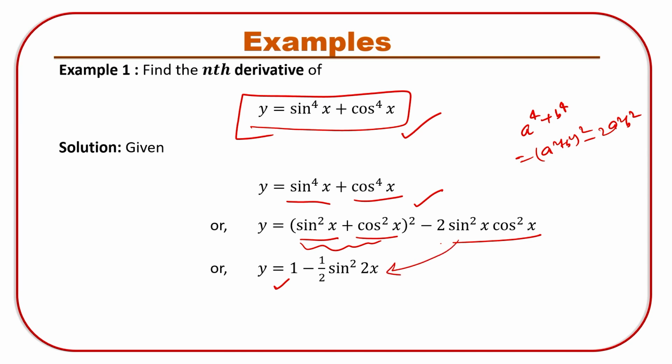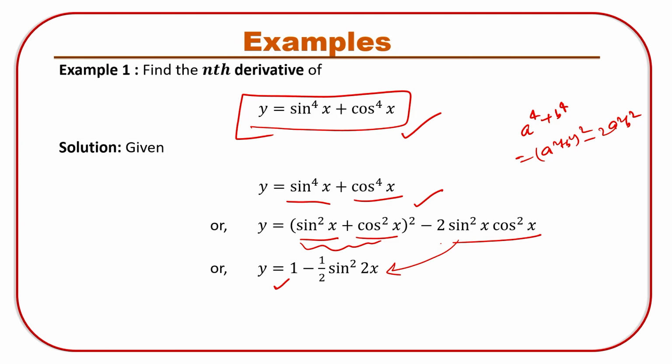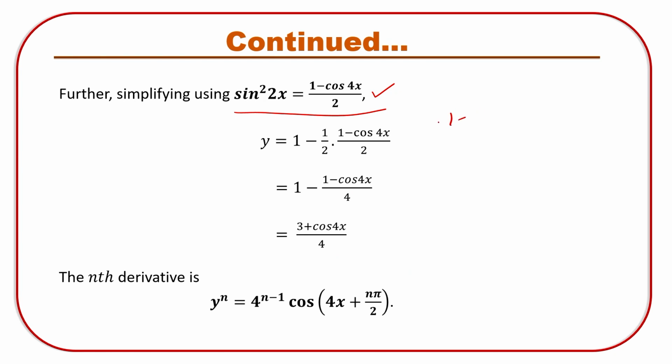So this is 1 minus half of sin^2 x into cos^2 x, which will become sin^2 2x. So sin^2 2x is equal to (1 minus cos 4x) divided by 2, right? This is the very famous trigonometrical derivation. So now y can be written as y equal to 1 minus half of sin^2 2x.